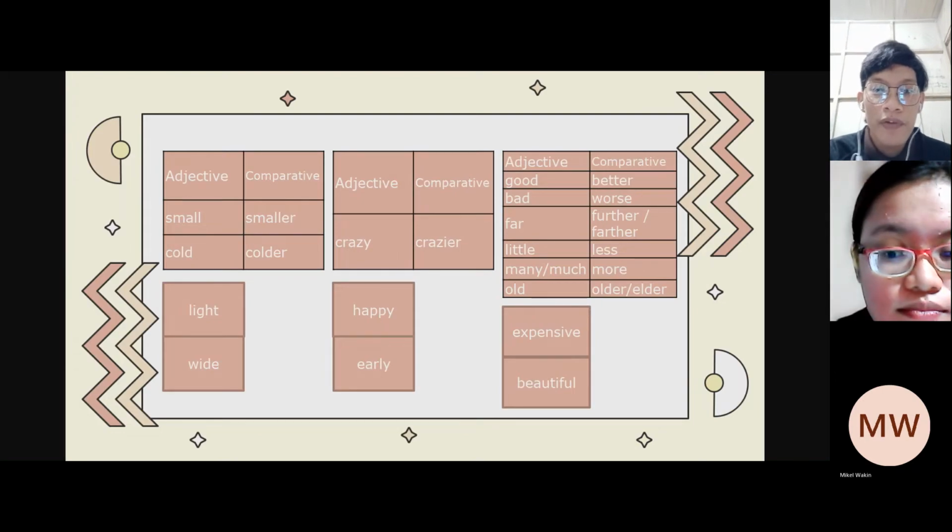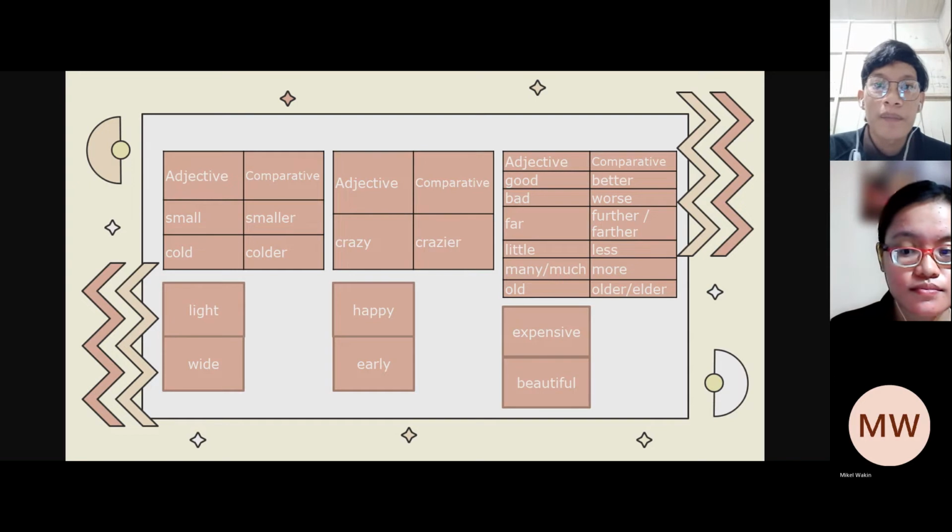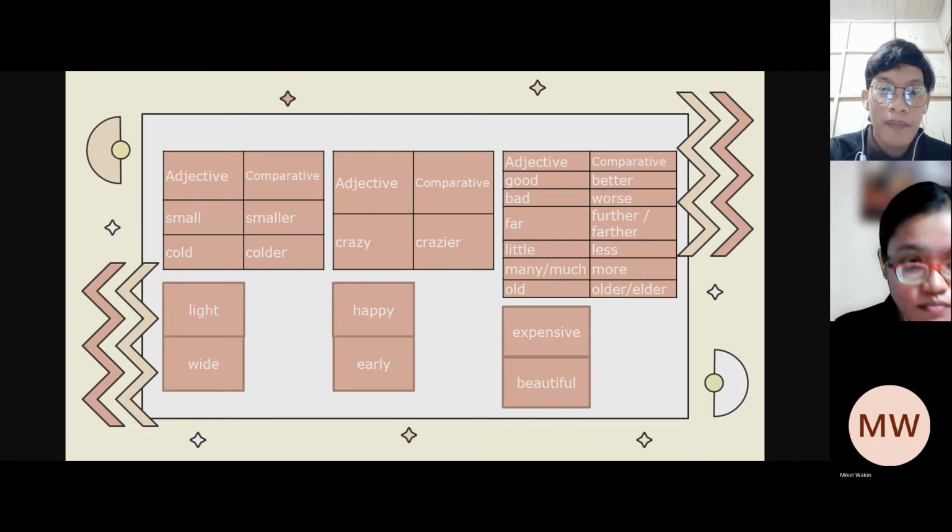Okay. Before we move on to the next set of examples, first let me discuss some of the things we need to remember when transforming or changing adjectives into a comparative expression. As you can see on the first table here, we have one syllable adjectives and their comparative form.